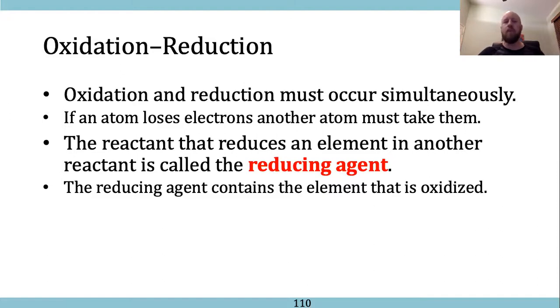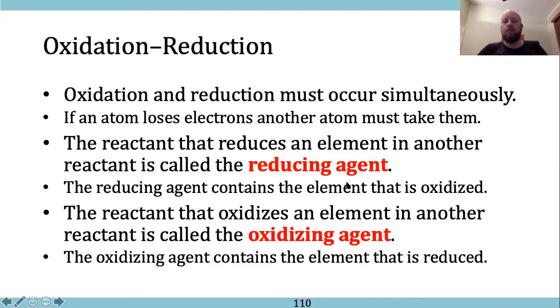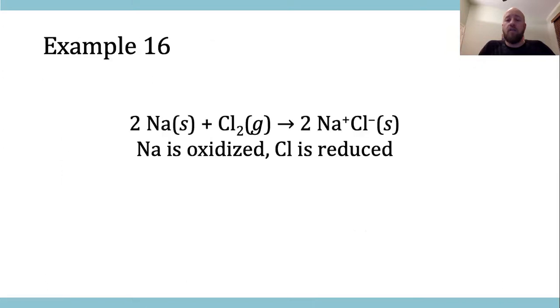So obviously we're going to have two agents, but really one of them is what we want to focus on. The easy way to know this is whatever species is undergoing oxidation is the reducing agent. Whatever species is undergoing reduction is the oxidizing agent.